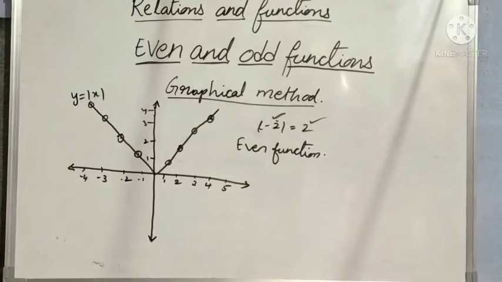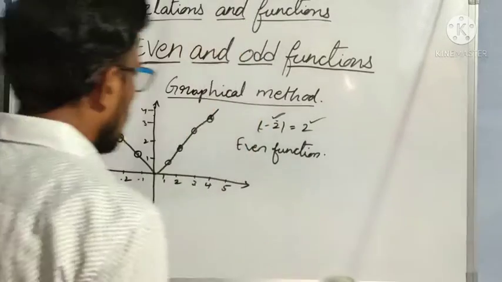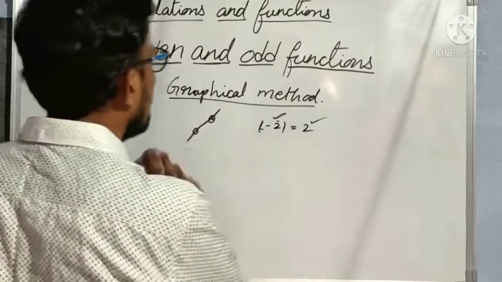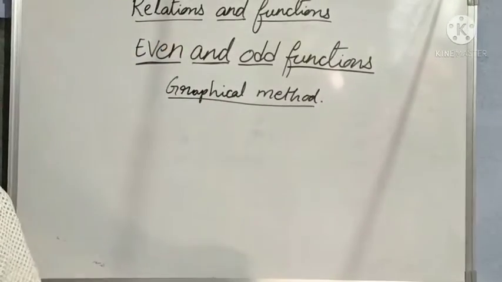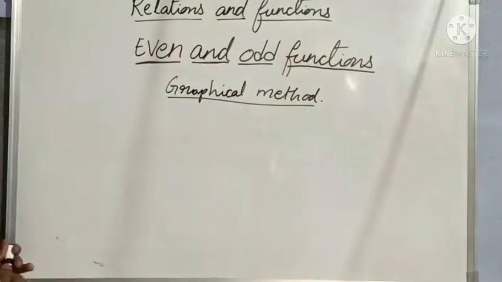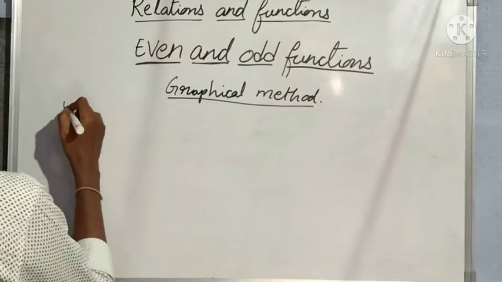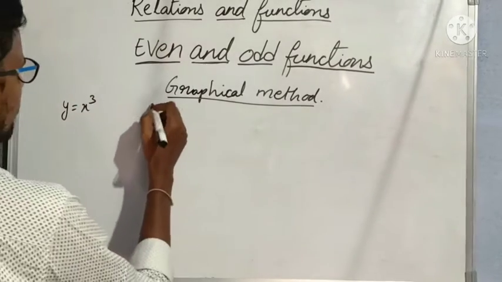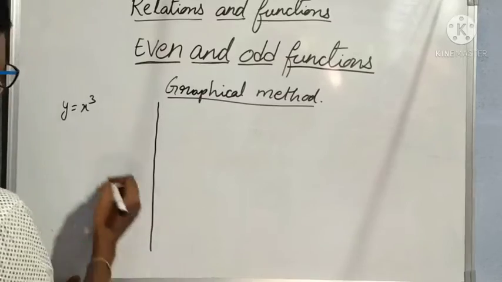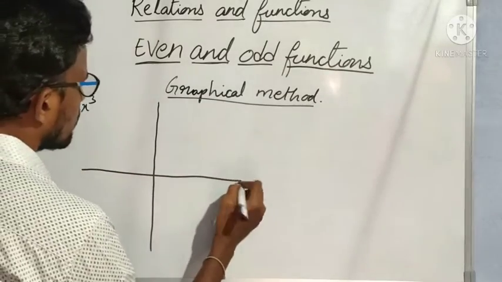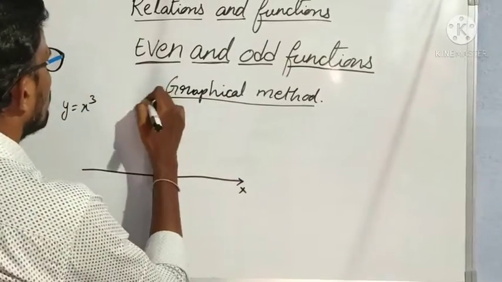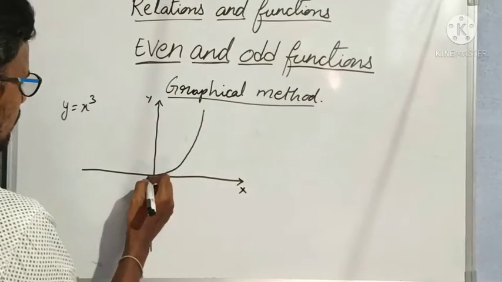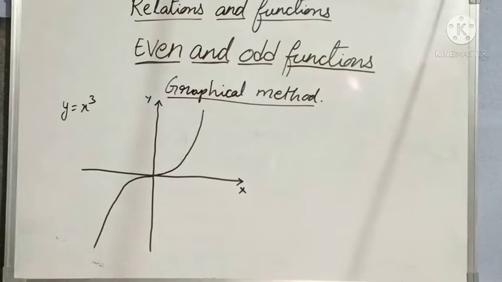Now let us see how to identify odd function. So for odd function, what is the logic we need to remember? That is symmetric about origin. So let us see how to see the symmetric about origin. So already we know y is equal to x cube. This is a graph. What type of graph is this? Odd function, right? So y is equal to x cube is an odd function. So for this the graph will be like this somehow and like this, right?